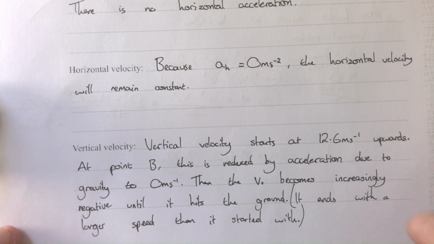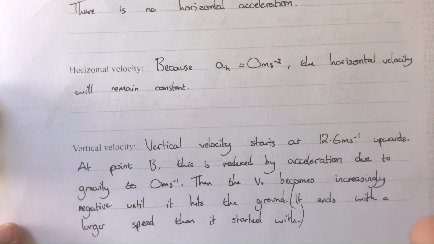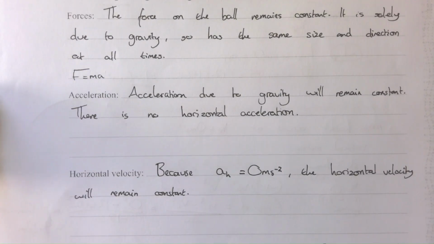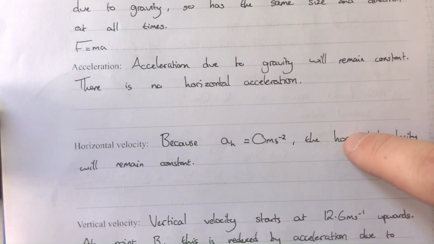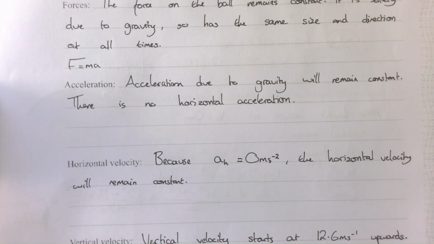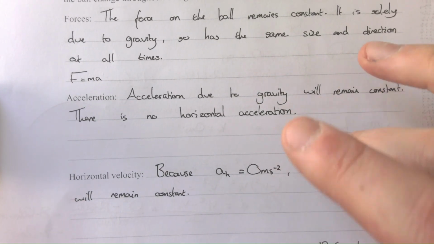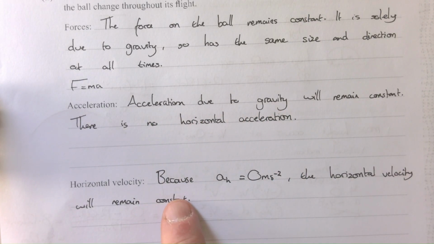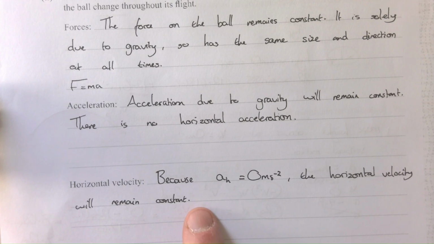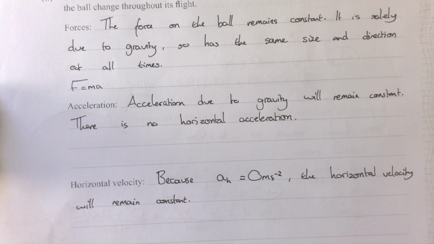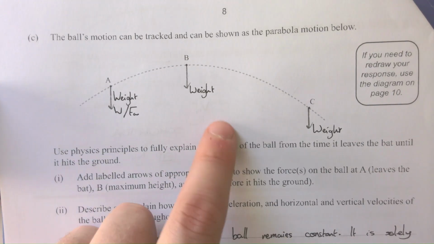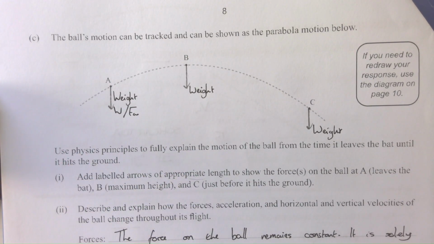Altogether, if you have got these linked statements in there, it's excellent. If you got these arrows wrong, but still linked together the force, acceleration, and one of the two velocities, then that's merit. If you made two correct statements but didn't link them together, so just saying acceleration due to gravity will remain constant, and the horizontal velocity will remain constant, without the linking bits, it's just achieve. We need two unlinked ones for achieve, not just one. Alternatively, if you just did the arrows correctly, that was enough for achieve as well. They had to be labeled though.